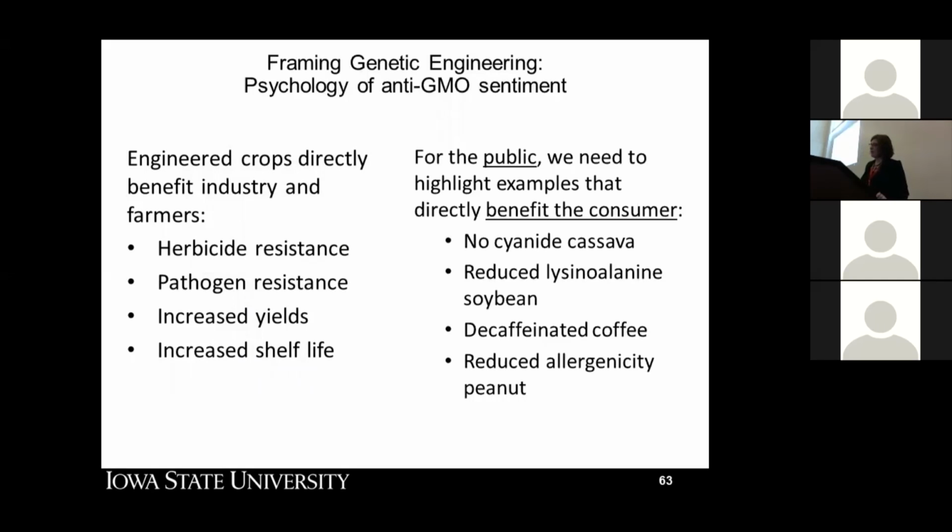For the public, we need to highlight examples that directly benefit the consumer. Some examples are no cyanide cassava, reduced lysinoalanine soybean, decaffeinated coffee, and reduced allergenicity peanut. I personally have told stories about reduced allergenicity peanut because I have a niece that is allergic to peanuts.